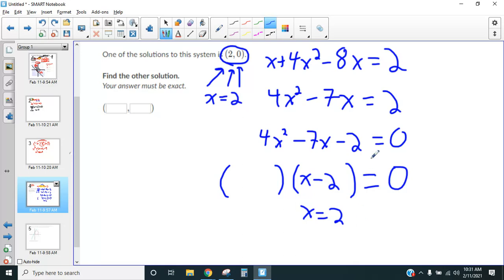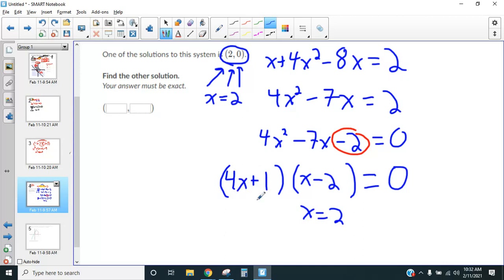Real nice. Real quick-like. Something you got to look out for, though. We need the 2 x's to multiply to equal 4x squared. And we need the 2 numbers, these 2, to equal negative 2. So let's address this one first. What's this have to be? What times negative 2 equals negative 2? 1. Yes. The other one's going to have to be 4x.